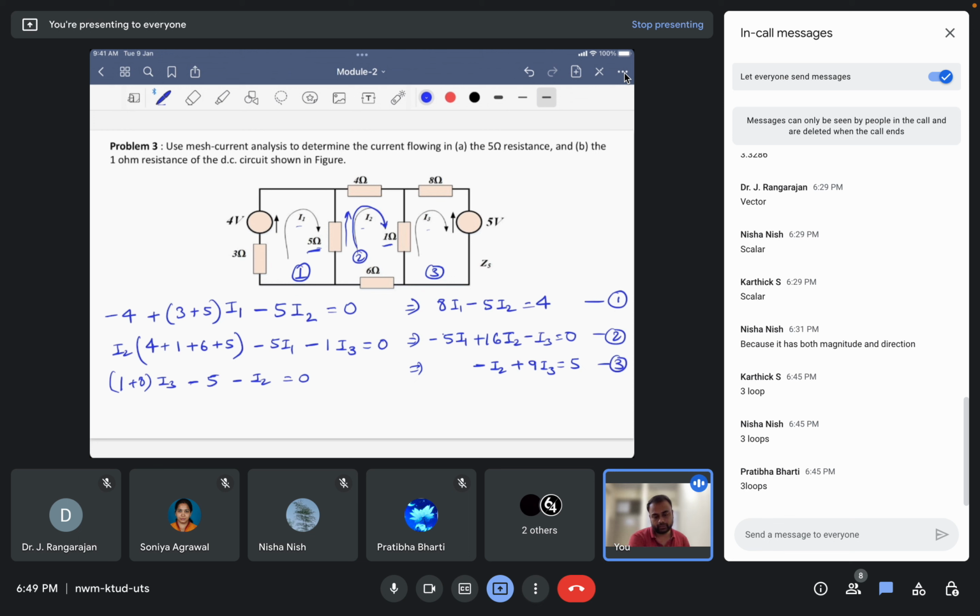So we have to find the current through the 5 ohm resistance. Let us first of all find the individual current values. Anyone who has solved this problem, please tell me the values of I1, I2 and I3.